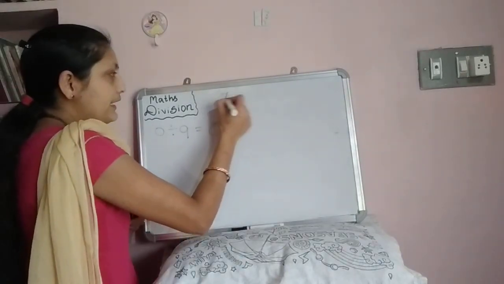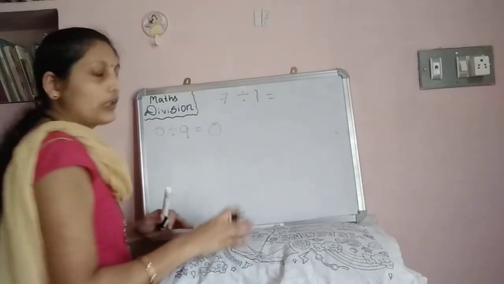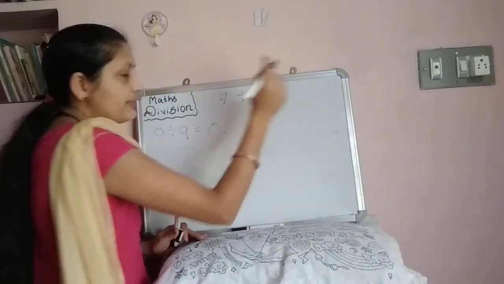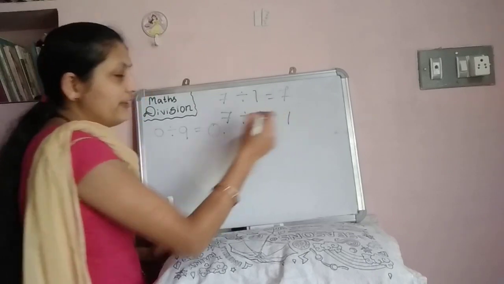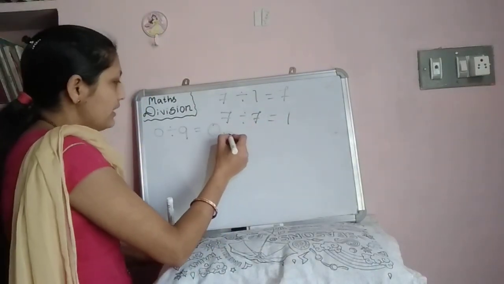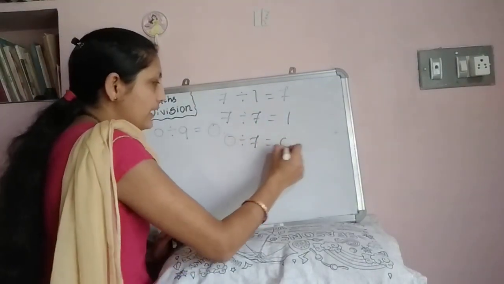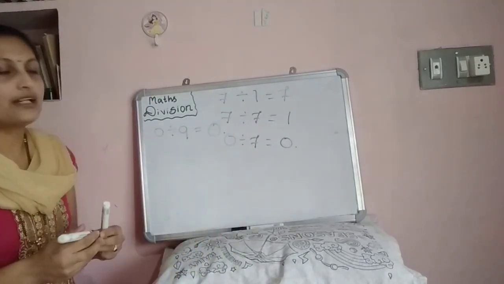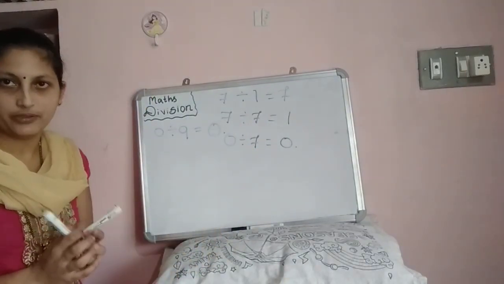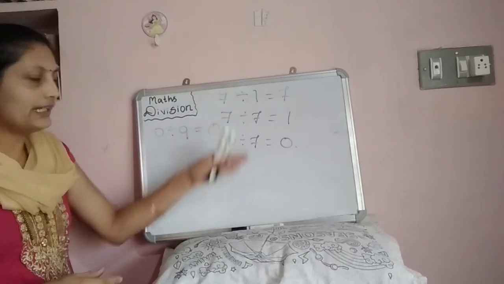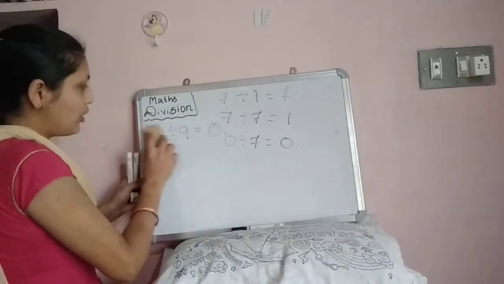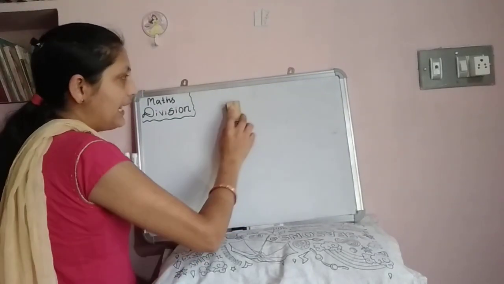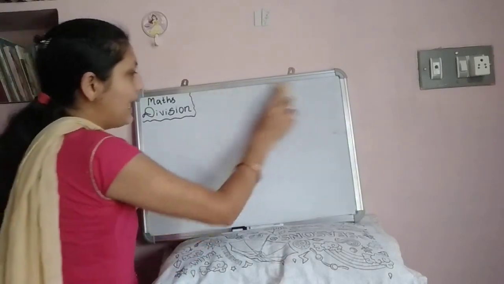So, when you divide any number by 1, what will be the answer? The number itself is the answer. When you divide a number by the number itself, 1 will be the answer. And when you divide 0 by a number, 0 will be the answer. So, these are the 3 properties of division. Okay. You will get questions in the fill in the blanks. These properties you will get in fill in the blanks. So, learn properly. Next, we have division by 10.